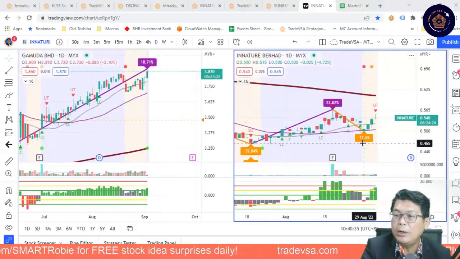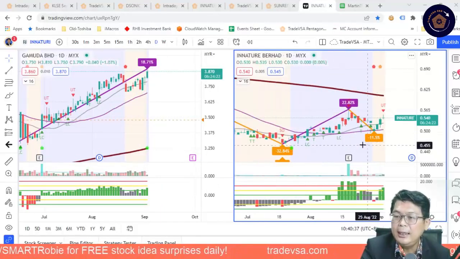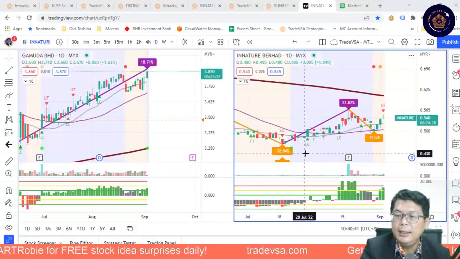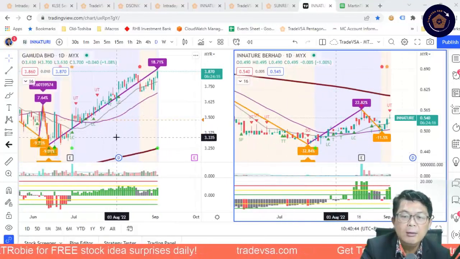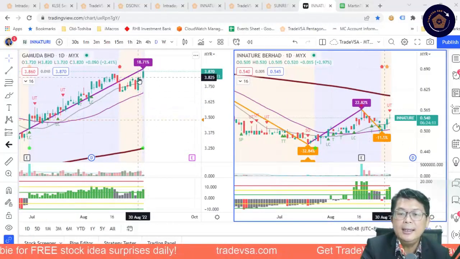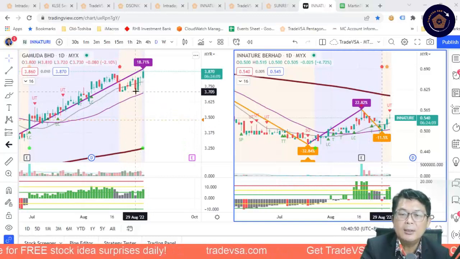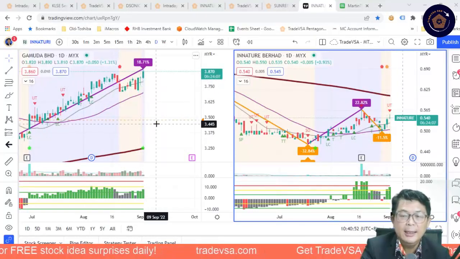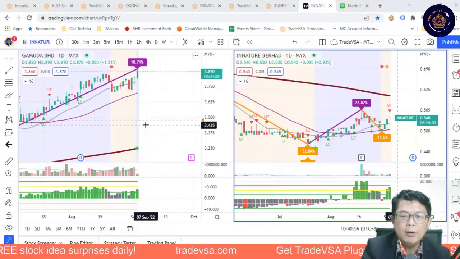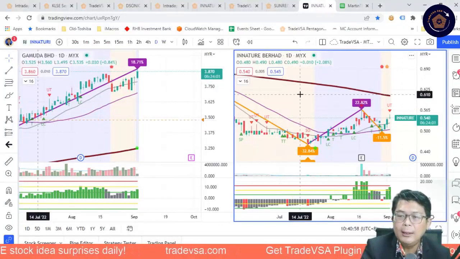Okay, now remember earlier we are looking for Spring. Okay, In Nature there's not a Spring. You see, when we see something like this, it is a really good Spring in here, which has a tail, right? You can see here, this one resembles a Spring, a long tail in here, and that's something that we're looking for at the support level. So Gamuda would definitely be a better one.